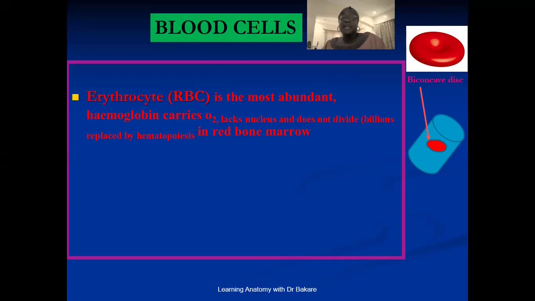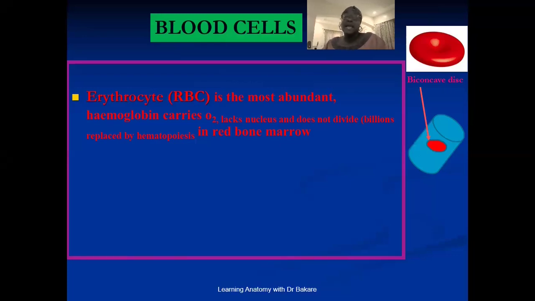They are replaced by the red bone marrow. In the red bone marrow, we have the process of hematopoiesis occurring, specifically, in the production of the red blood cell, it is referred to as erythropoiesis. And this is where they are continuously being replaced within the bloodstream. So they do not divide, but are replaced continuously by this process that occurs within the red bone marrow.